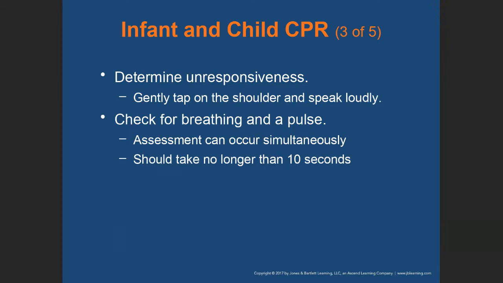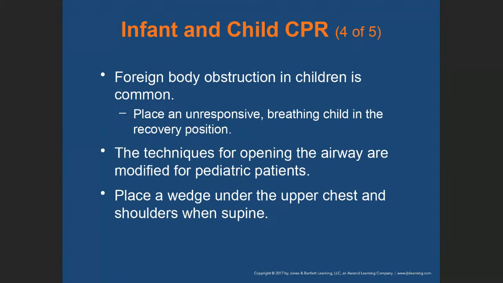Determine the patient's level of responsiveness. Gently tap on the shoulder and speak loudly. Check for breathing and pulse simultaneously. It should take no longer than 10 seconds. It shouldn't be less than 5 seconds. And for your infant, it's going to be the brachial pulse. For a child, it's the carotid.